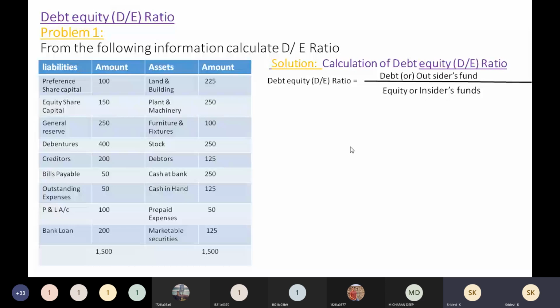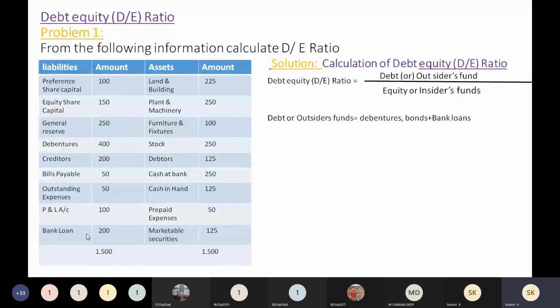So debt here, it is given, debentures is given, you pick out that. Any more is given? Bank loan is there, not here? Bank loan is given. So you add both of these. Debentures is given 400 and bank loan is given here 200. You have to go through all the items from top to bottom. Then only you can identify which comes under which funds.